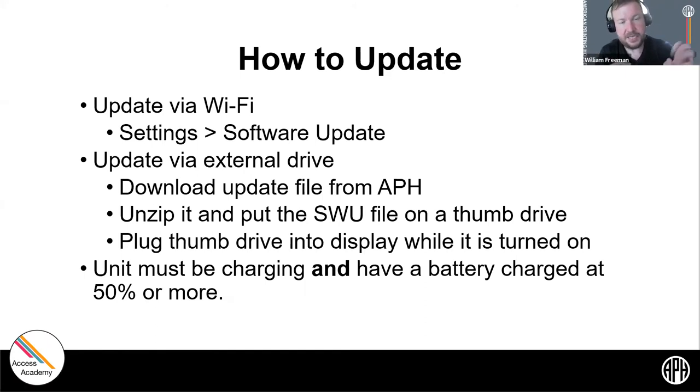So unzip it and then take that SWU file and put it on your thumb drive. You want to put it at what is called the root of the thumb drive or SD card. All root means is that it cannot be inside any folder. So basically, as soon as you open up that thumb drive, you want to see that SWU file. And then you want to plug the thumb drive into the display while it is turned on. It can be helpful to make the SWU file the only file on the drive, especially if you're updating a lot of units, because that will make it quicker for the Braille display to find the update file and start applying it.